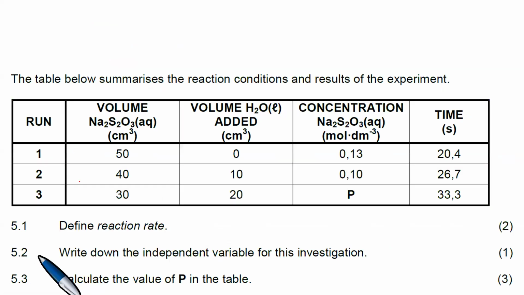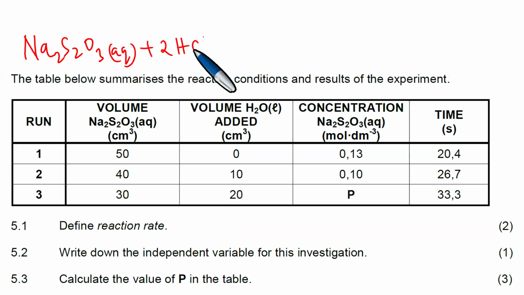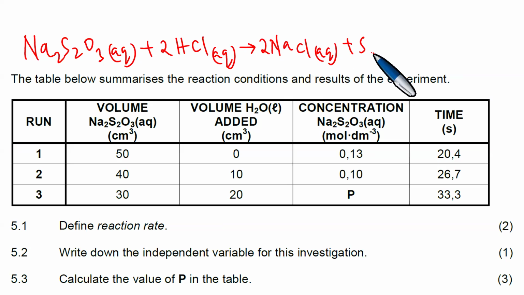Okay, so let's write something here. Na2S2O3 aqueous plus 2 HCl aqueous gives 2 NaCl aqueous, plus sulfur solid, plus water, H2O in liquid state, plus sulfur dioxide gas.